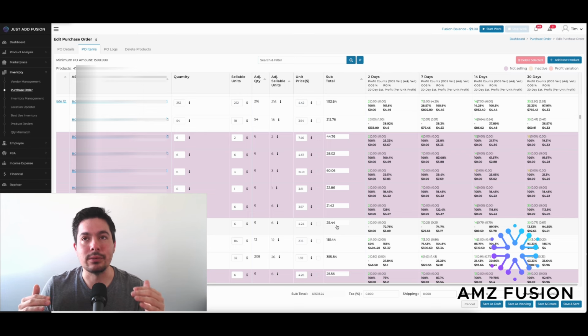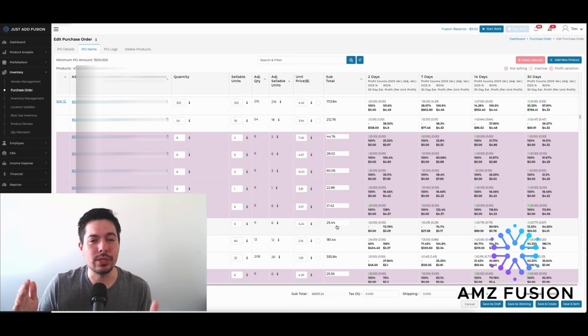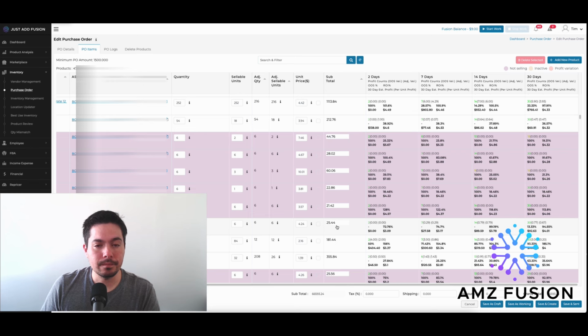Maybe it was on sale. Maybe there was something that happened on the internet. There was Prime Day, I don't know. But normally it's not like that. And so when you have this huge peak, that number will throw off your velocity calculations and cause you to over order product when you probably didn't need to.